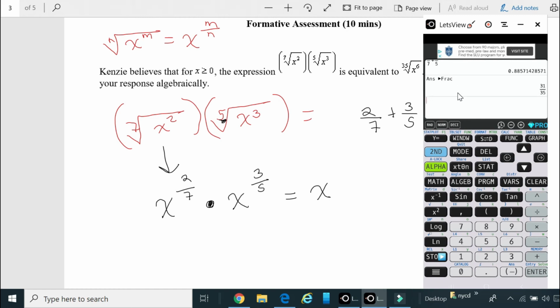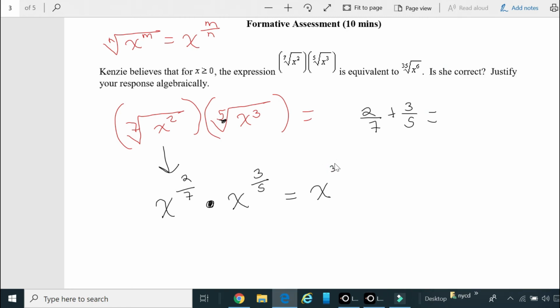But I did it by hand. A lot of people didn't know where that 31/35 came from. But remember, when you're adding fractions, you have to have a common denominator between the two. I did it in class, so I'm not going to do it again. If you want me to, you can email me or ask in the chat.